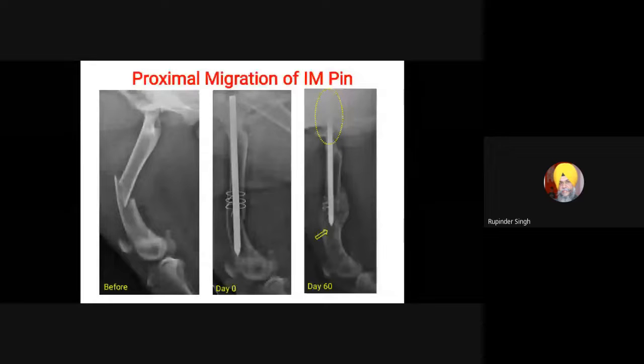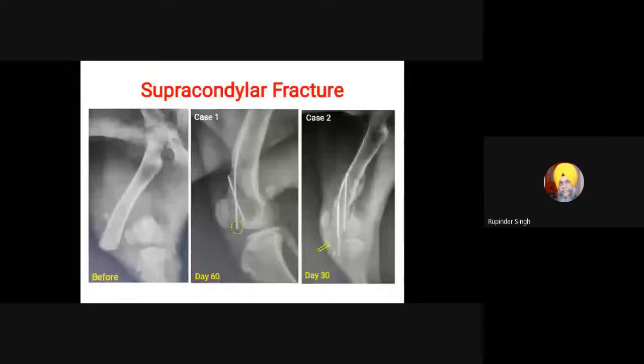This is again a spot finding of why we should use absorbable implants, because this is a fracture. On the left side, this is before surgery. Then on day 60, the pin ends are irritating the joint surface. The pin ends have migrated distally, and these we have to remove.